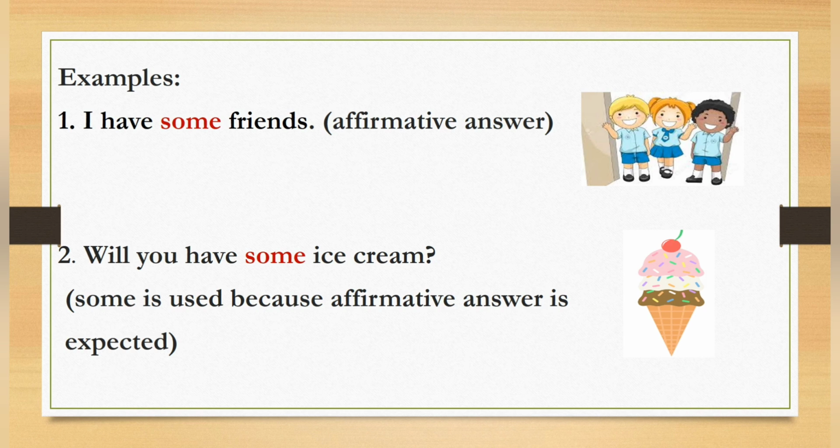Students, have you noticed we can use some for both countable and uncountable nouns when we want to describe an unspecified amount of that noun. We can use some in both interrogative and in affirmative sentences. However, we do not use some for negative sentences.